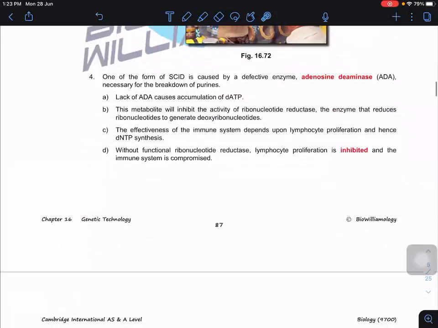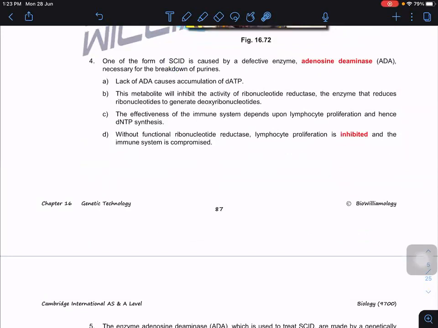There are many forms of SCID, severe combined immunodeficiency. One form is because of a defective enzyme called adenosine deaminase. Adenosine deaminase is necessary for the breakdown of purines. Because of the lack of this ADA enzyme, it causes accumulation of nucleotides. Can you see that? We cannot break down dATP. This metabolite will inhibit the activity of ribonucleotide reductase, the enzyme that reduces ribonucleotide to generate deoxyribonucleotide. So if we cannot generate deoxyribonucleotide, what will happen?